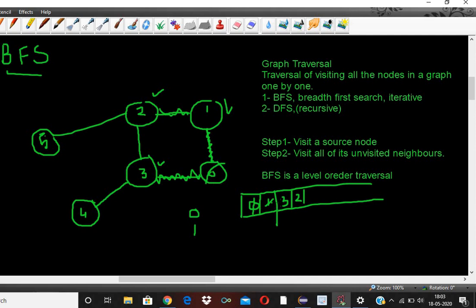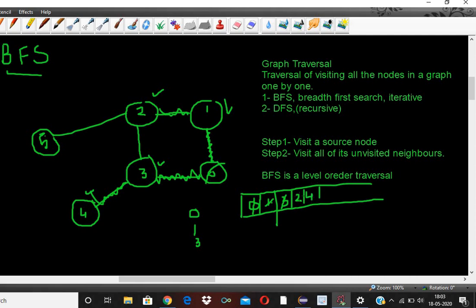In the next iteration 3 will be popped out. We print 3. The neighbors of 3 are 4, 0 and 2. 0 and 2 are already visited, so we visit 4, mark it as visited and add it into the queue. We are only adding the unvisited neighbors.